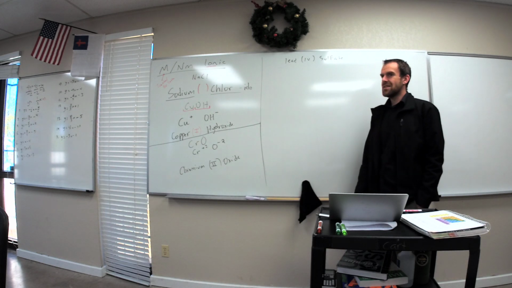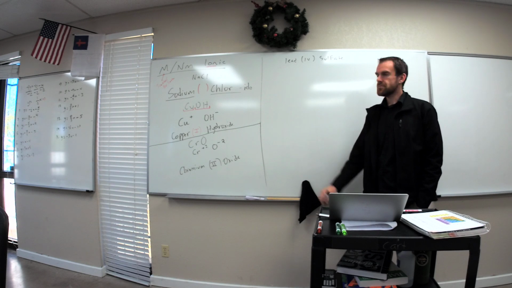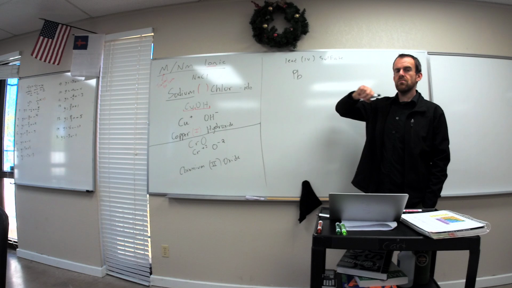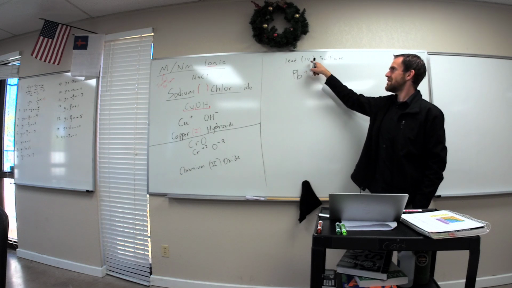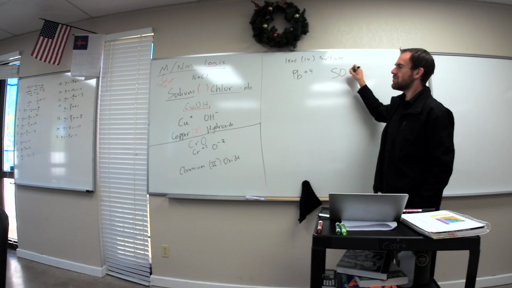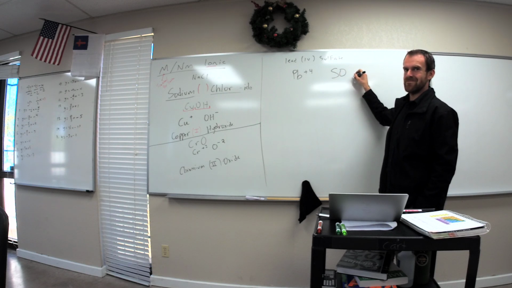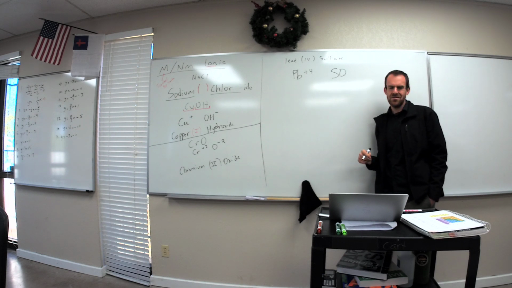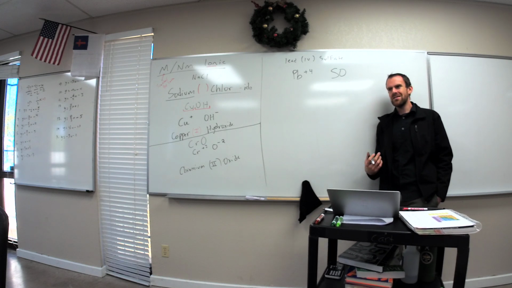So, what is lead? What's the symbol? Pb. What's the charge on lead? 4. Plus 4, because that's a 4. Sulfate, we already know. What's sulfate? Check your notes. Check your periodic table. It's SO something, so check your notes. Check your polyatomic ion list.